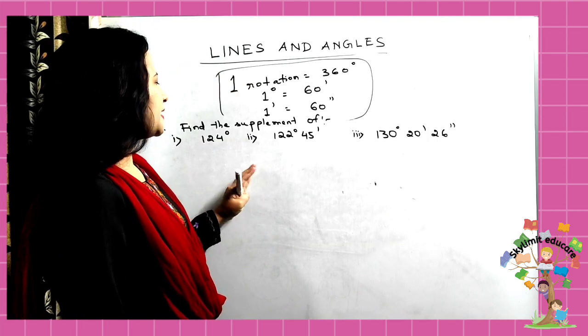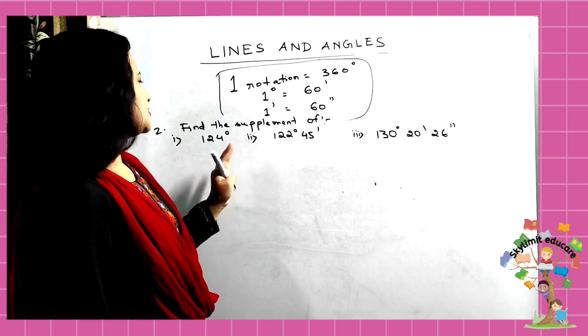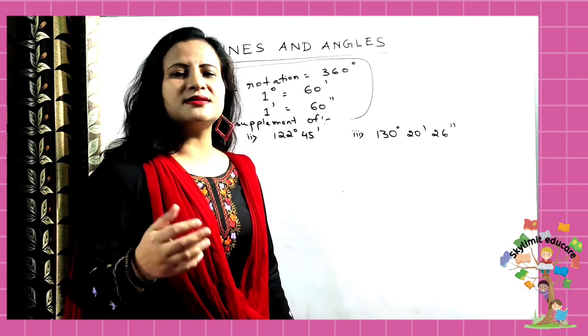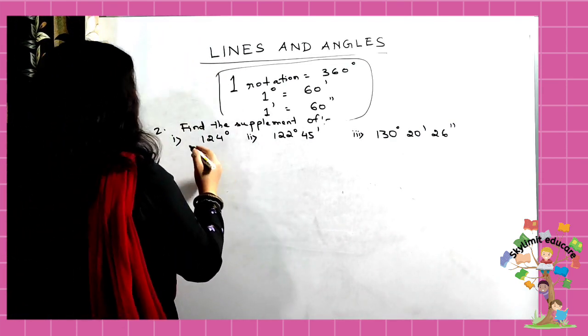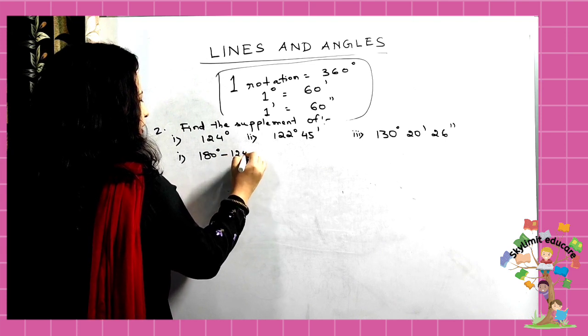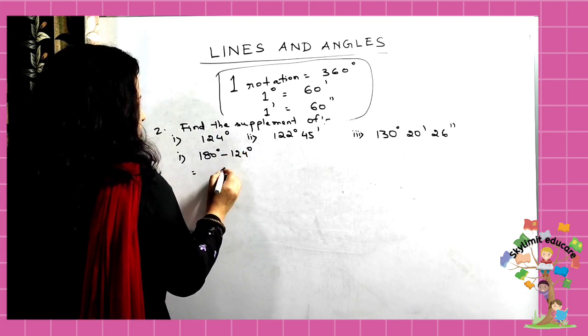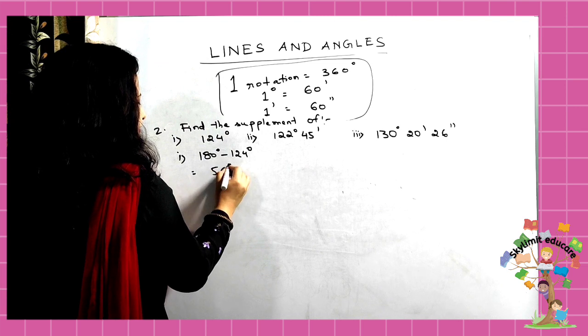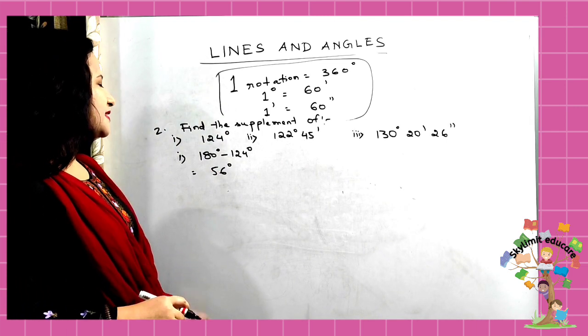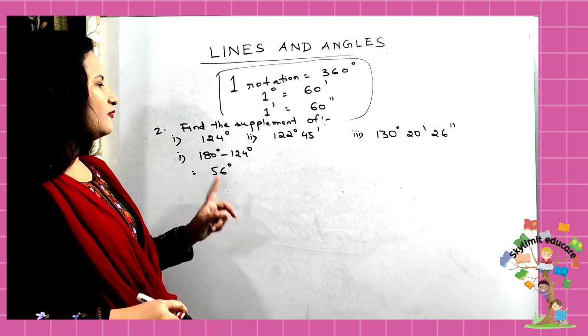Now students, let us come to the next question. Find the supplement of these. Supplement means what? When the sum of two angles is 180 degrees, right? So the first bit is very simple. As usual, you will just subtract 180 degrees minus 124 degrees. You will get 56 here. So the supplement of 124 degrees is 56 degrees.